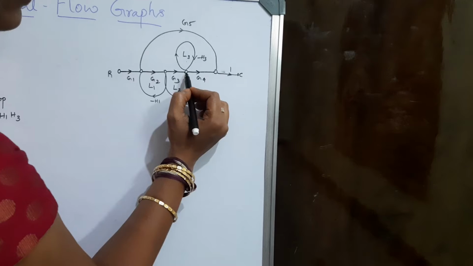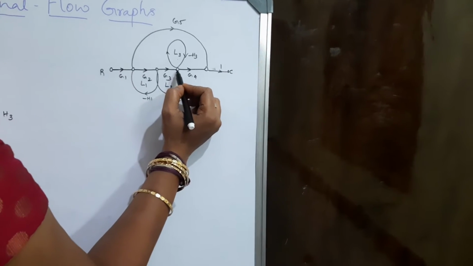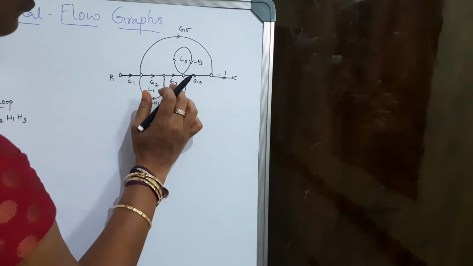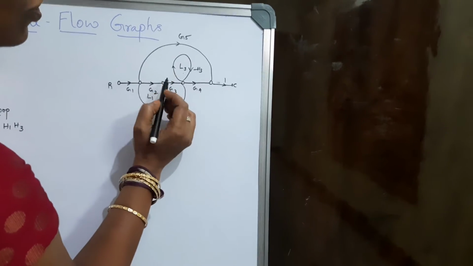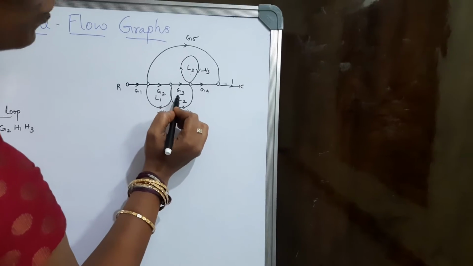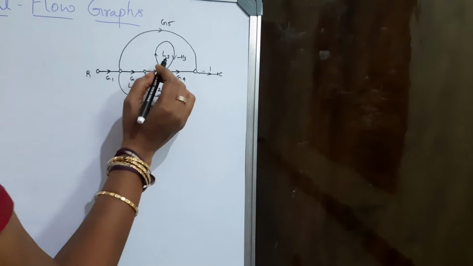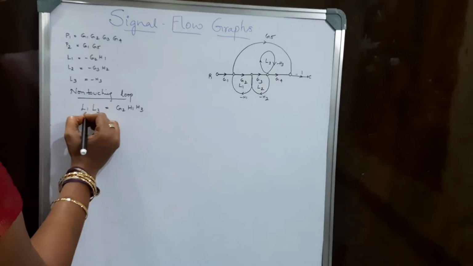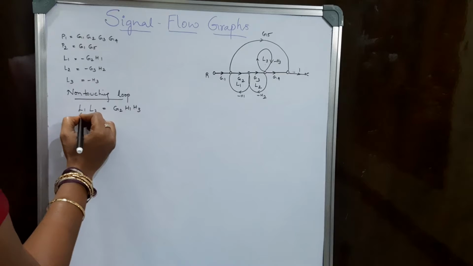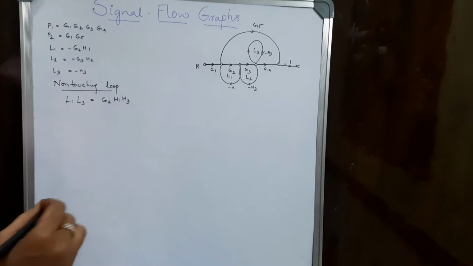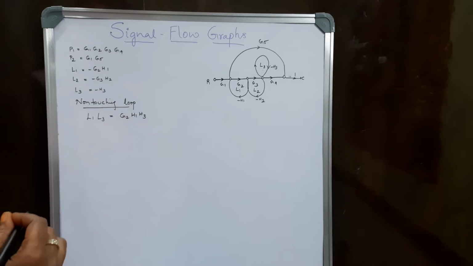Hence I can't consider this to be non-touching loops. The other combination is L1, L2. These two again, since in this particular node they are sharing a common node, I can't consider to be non-touching loops. So there is only one combination of non-touching loops taken two at a time. So that is L1, L3. This is how we have to find out non-touching loops in case of signal flow graph method.